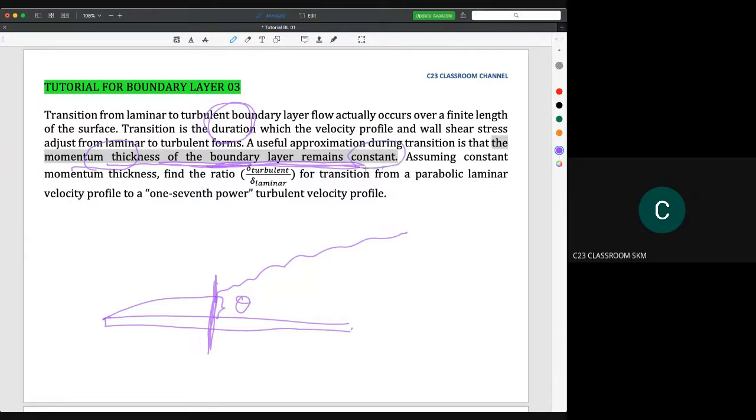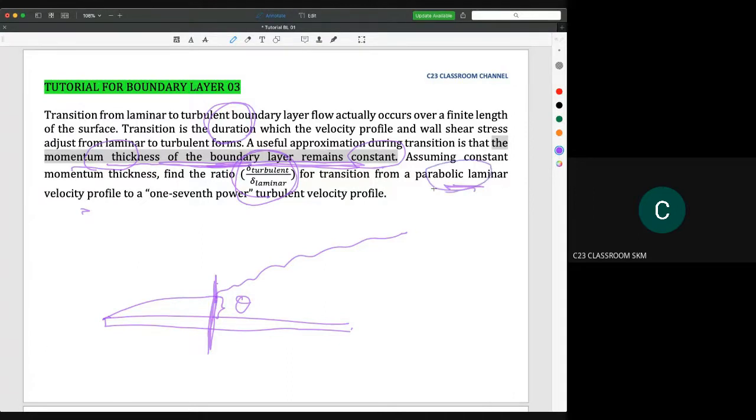It means that the value of momentum thickness, if you calculate in laminar condition, will be the same as the value of theta if you calculate using the turbulent boundary layer equation. So both conditions, laminar and turbulent, will give you the same amount. Okay. And then the question is, find the ratio of delta turbulent over delta laminar from transition for a parabolic laminar velocity profile to 1/7 power turbulent velocity profile.